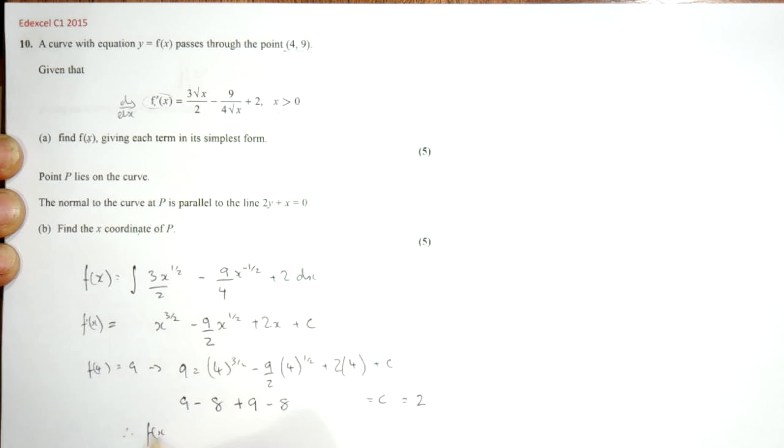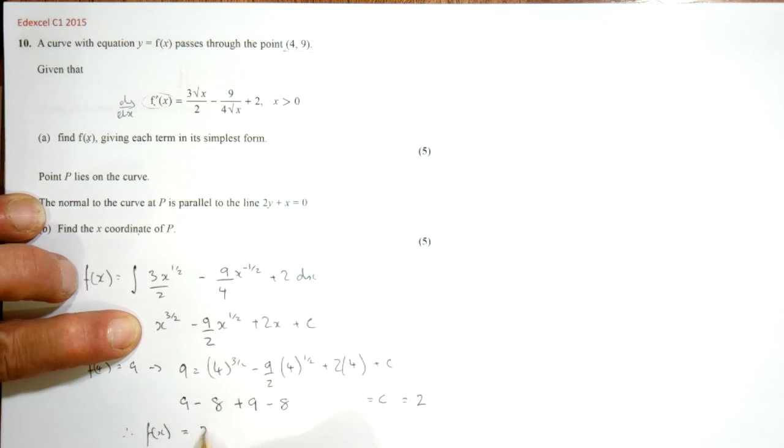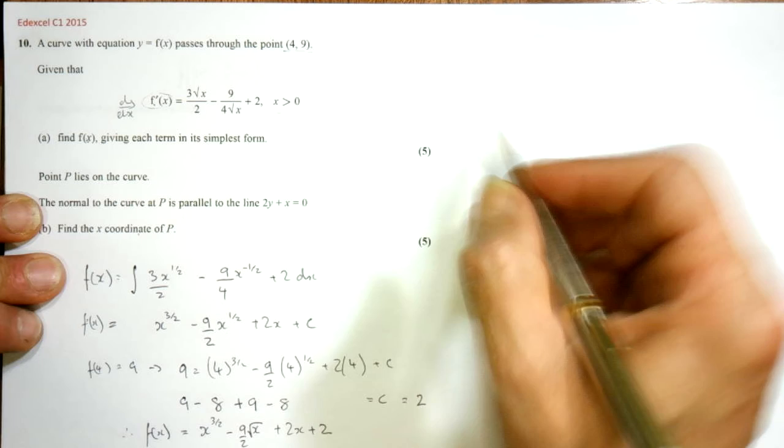Therefore, f of x is equal to this one, and we can replace the c by 2, look. So x to the power of 3 over 2, take away 9 over 2, x rooted if you want, plus 2 x's, and then add 2. There's my final answer for part A.